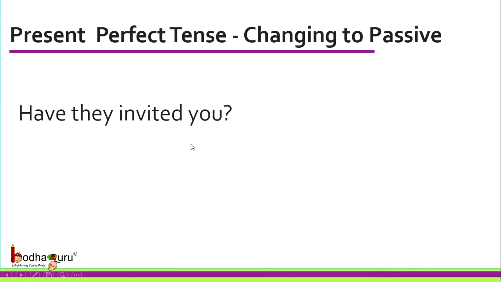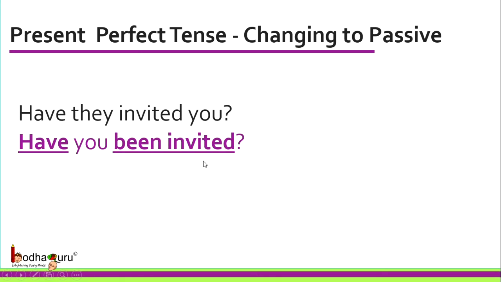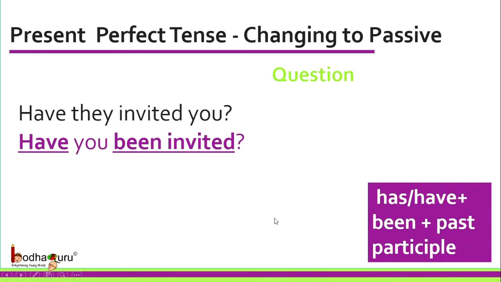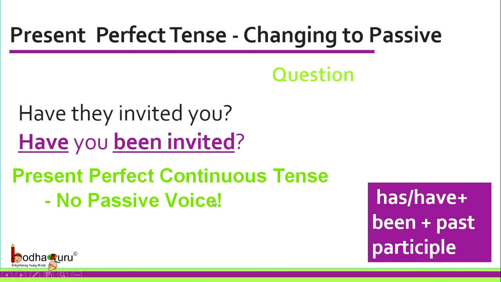Now moving to present perfect tense. Have they invited you? And how does it get changed? Have you been invited? Here we have omitted the optional part by them. So we see this was the question and it got converted to passive voice. And what was the format? It is has or have plus been plus past participle. And about present perfect continuous tense, as we already know, it cannot be changed to passive voice.